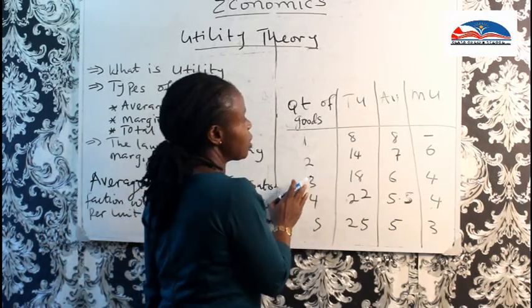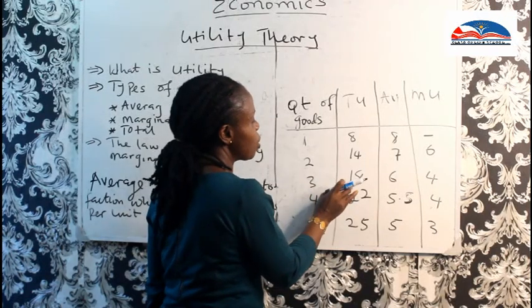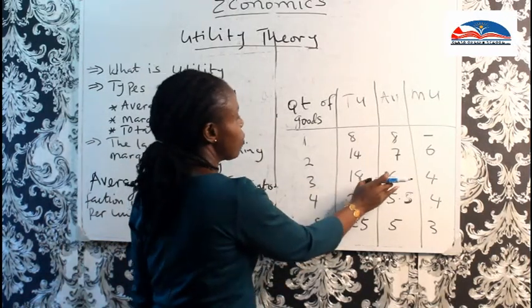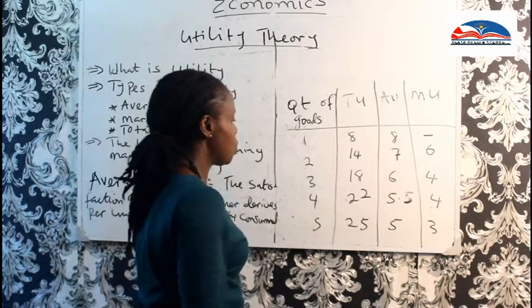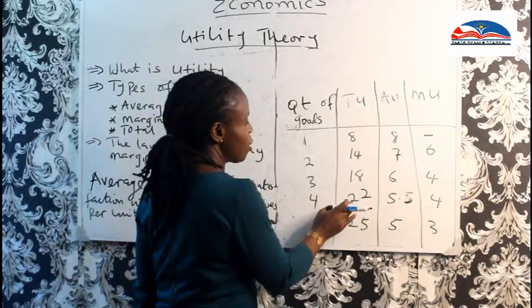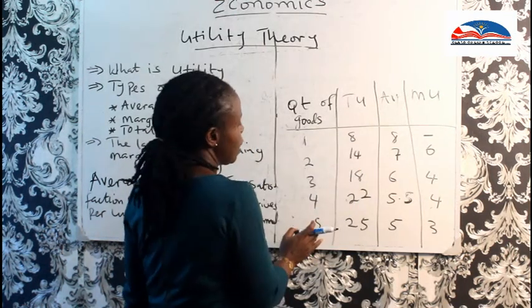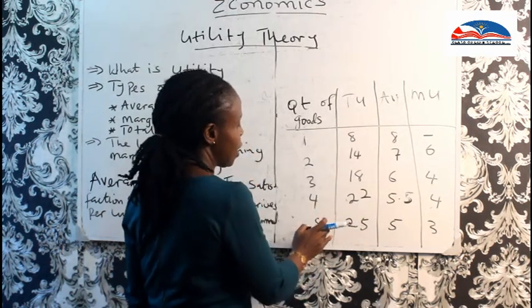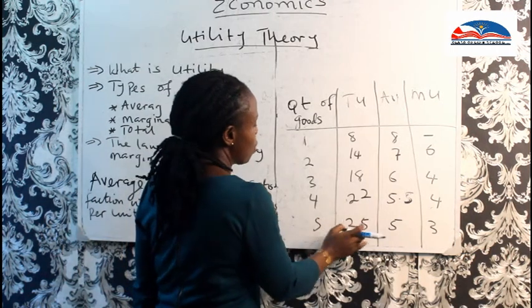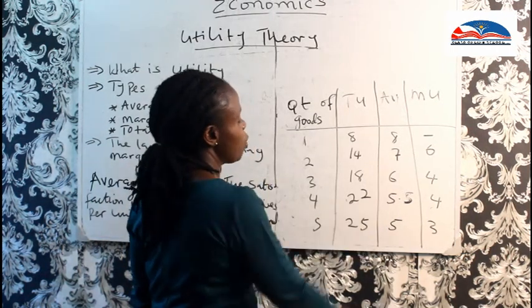Then 3, which is the quantity of goods, divided into the total utility will give us 6. That will be the average utility. Then 4 divided into 22 will give us 5.5. That will give us the average utility. Then 5 divided into 25 will give us 5. That will be the average utility.